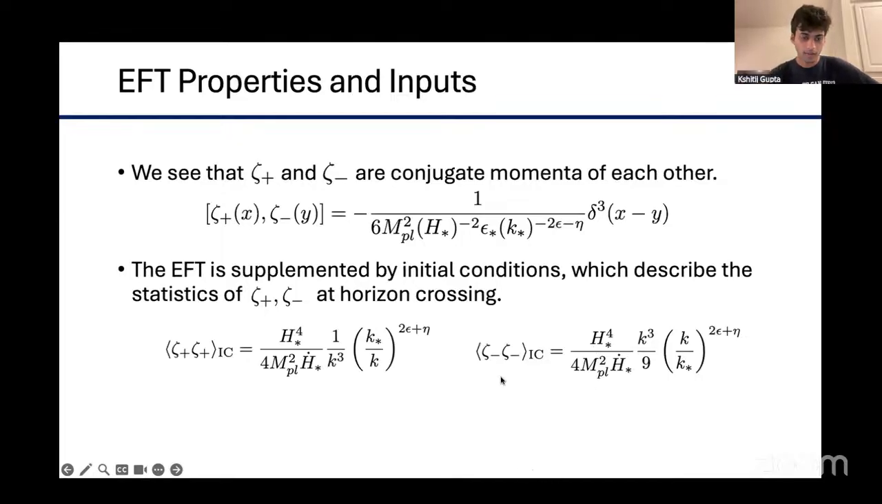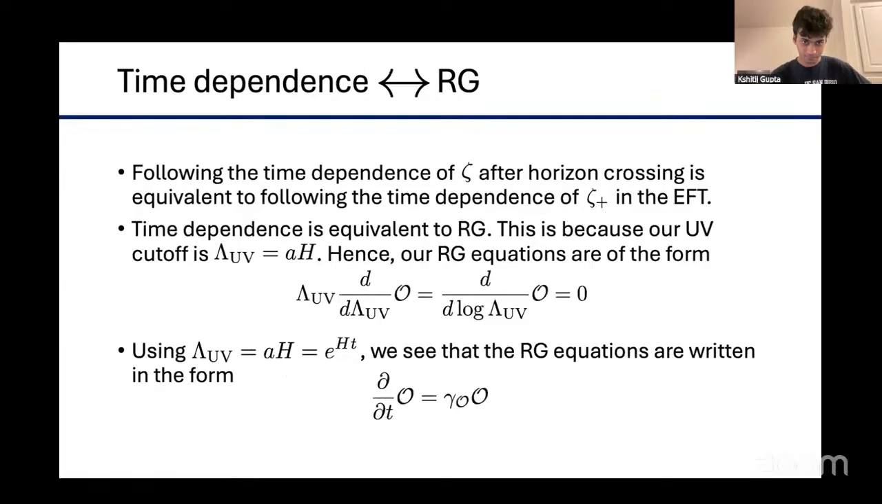Also, the EFT will be supplemented by initial conditions, which will describe the statistics of zeta plus and zeta minus at horizon crossing. This part the EFT itself does not predict. The horizon crossing statistics is given by the UV theory, and it's determined by matching to the UV theory. But with this, we have all the ingredients in our EFT.